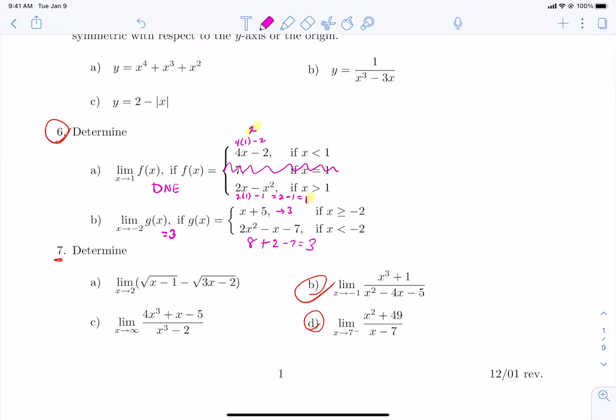Okay. Now let's move on to 7. Some more limit sort of stuff. Now, for a piecewise function, remember you have to look at both sides of the number that you're approaching. For a regular, just good old limit, what do we do? Well, the first thing I've always told you to do is plug it in and see what the heck happens.